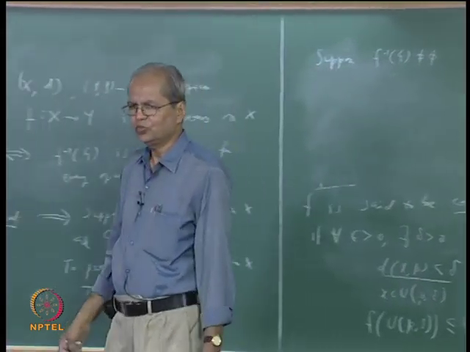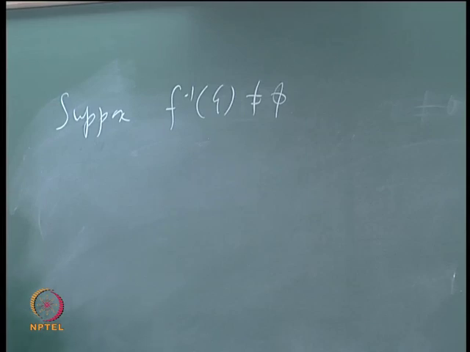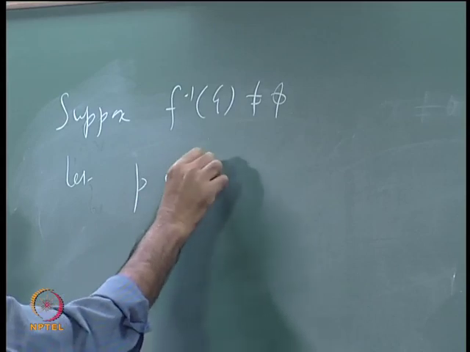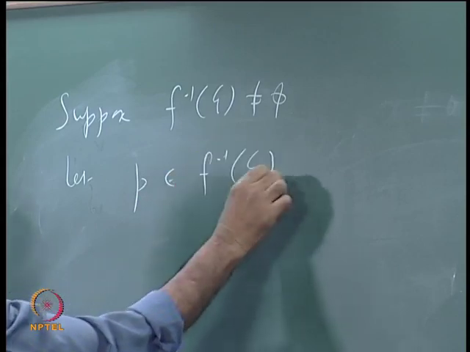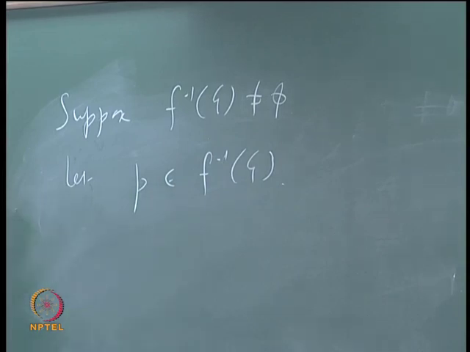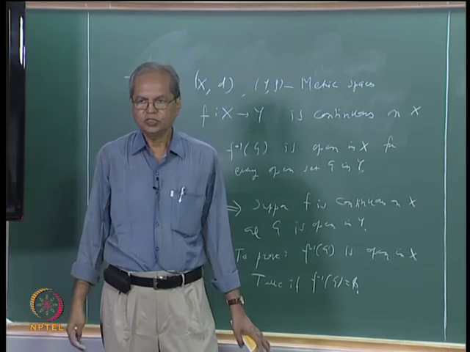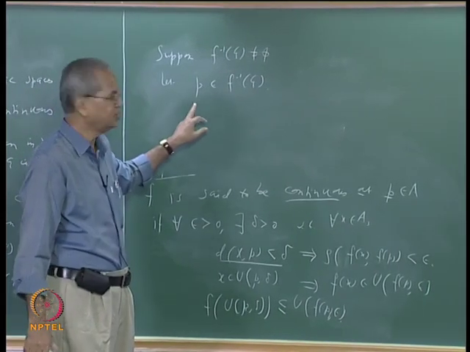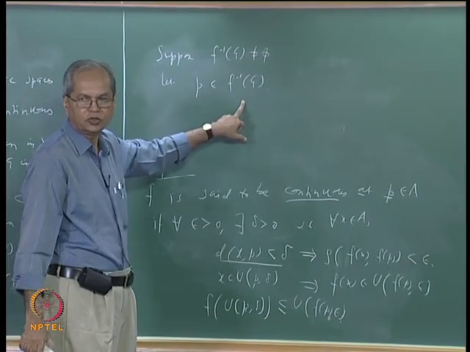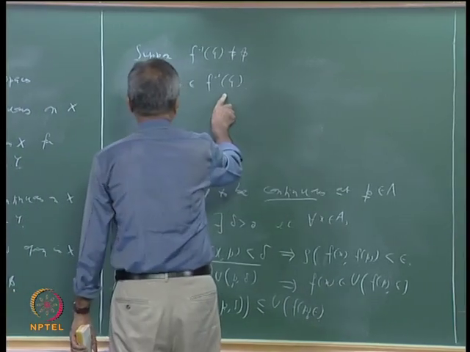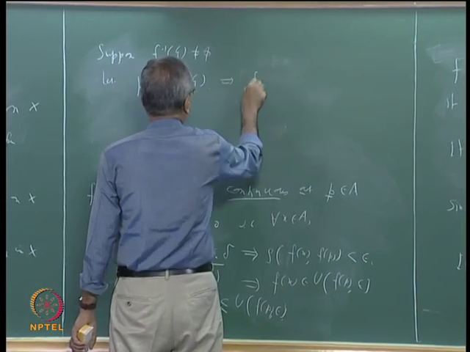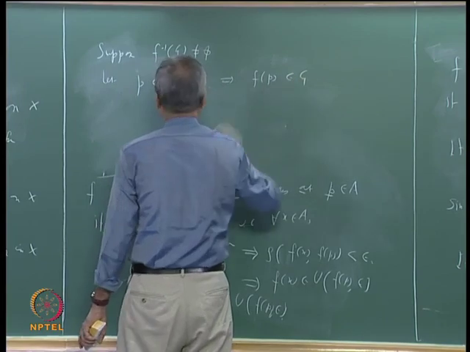Non-empty means some point belongs to it. Let p belong to f inverse of G. Then we must show that p is an interior point. That means we should show that there exists a ball with center at p and some positive radius such that that ball is completely inside f inverse G. But p belongs to f inverse G means f of p is in G, right?